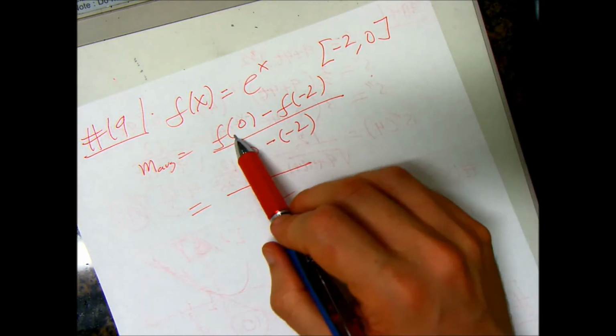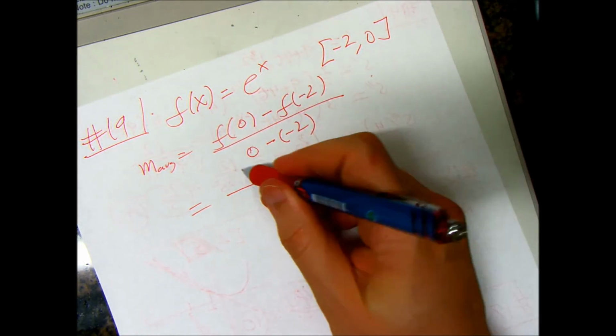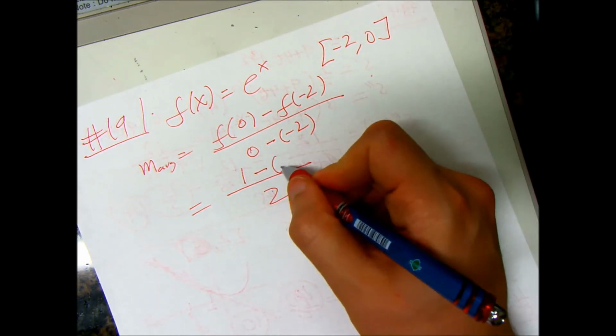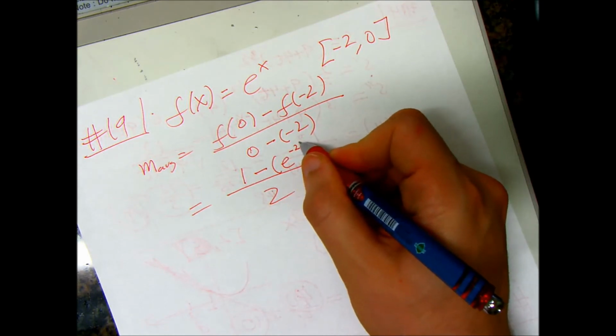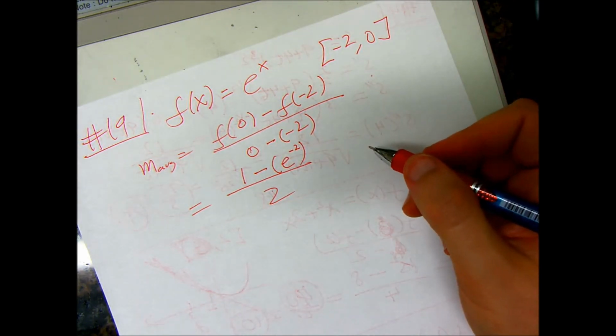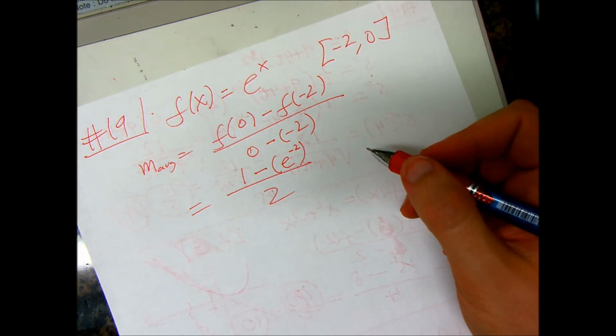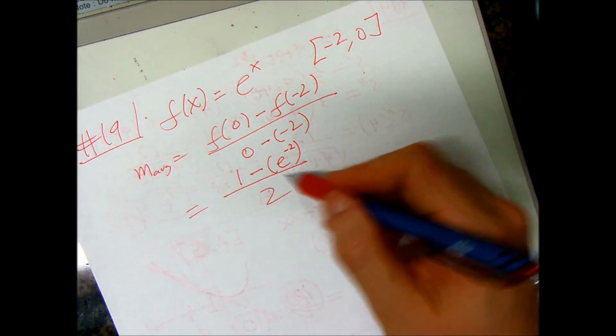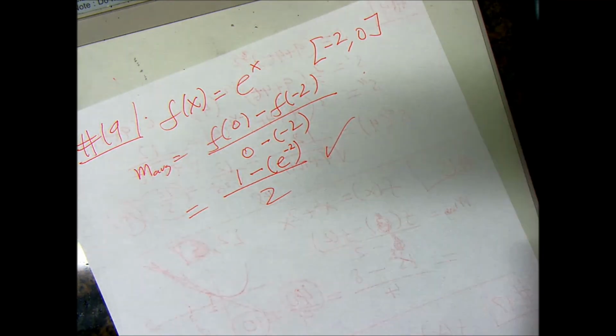So let's think, what is f of 0? Well, anything to the power of 0 is 1. Minus e to the -2, so we'll just write it like that, e to the -2. There's really not much more you can do with that. So it's just going to be 1 minus e to the -2 over 2. So it looks like it's just b. And they give you an approximation, so that's it right there. Because e is like pi, it's an irrational number, so you can't simplify that. Number 19 is B.